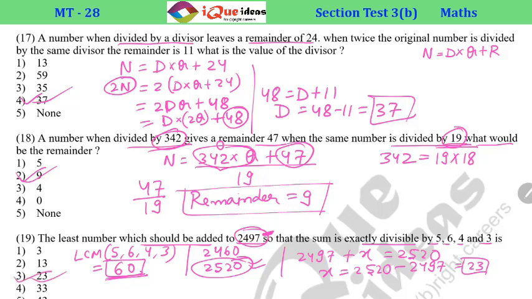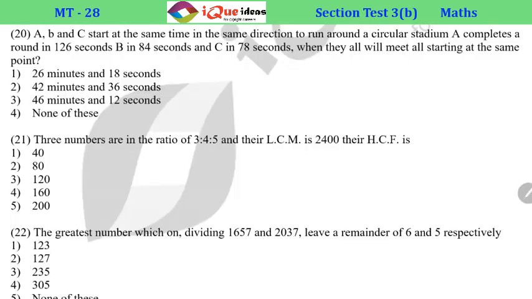Alright, now let's take up the next one. Now this 20th question, it says A, B and C start at the same time in the same direction and run around a circular stadium. A completes a round in 126 seconds, B in 84 seconds and C in 78 seconds. When they will all meet at the starting point at the same point, right?